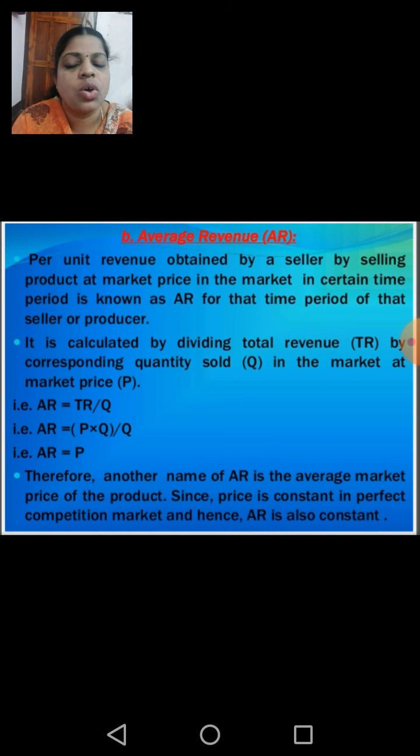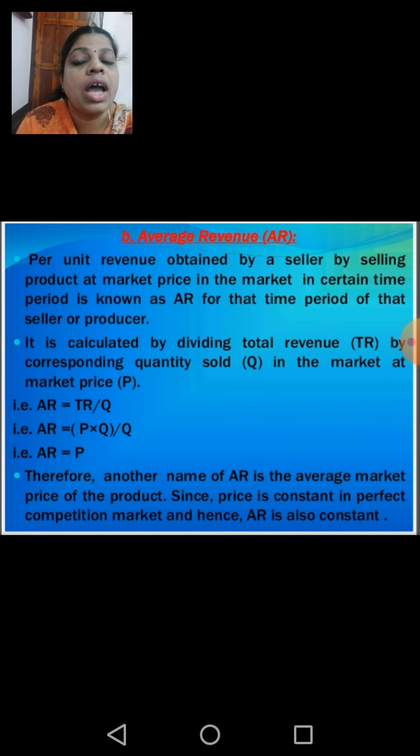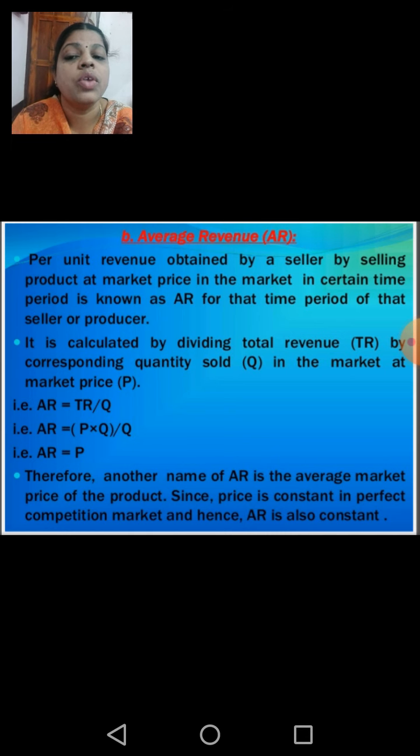Yes, already we have defined what is average revenue. So the average revenue means it's a per unit revenue. Per unit means 1 unit. If we sold 1 unit, what is the revenue obtained for such unit? That is actually the average revenue. So the average revenue, how to calculate? It is total revenue divided by its quantity.